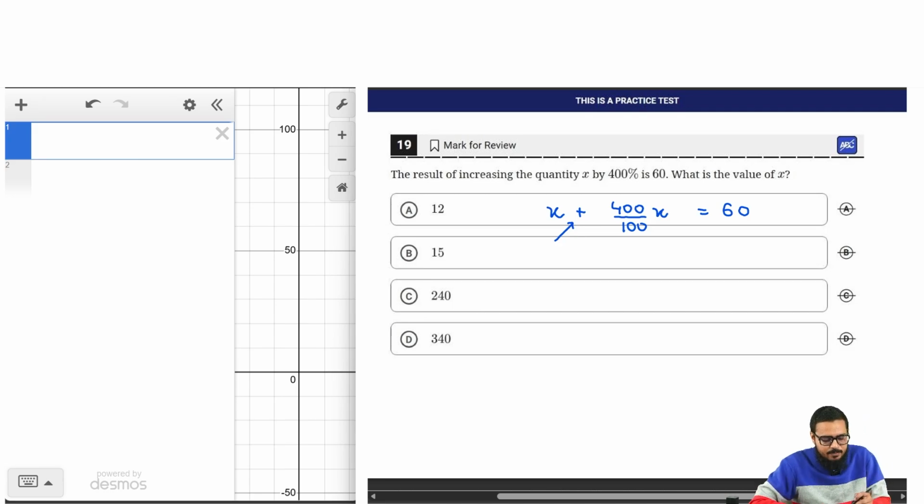So this is x plus 4x, because the zeros are going to cancel each other. So you'll be left with 4x plus 1x. That would give you 5x equals 60, and dividing both sides by 5, you'll get your value of x as 60 divided by 5, which is 12, mentioned in answer option A.